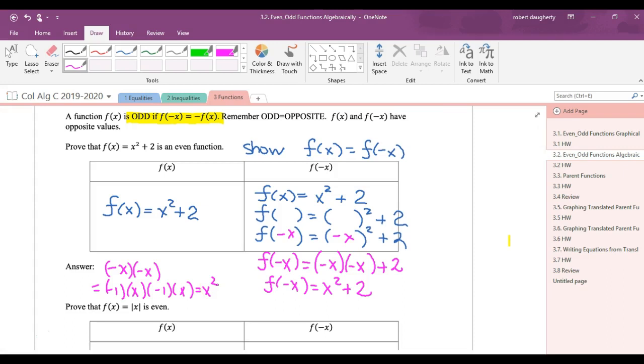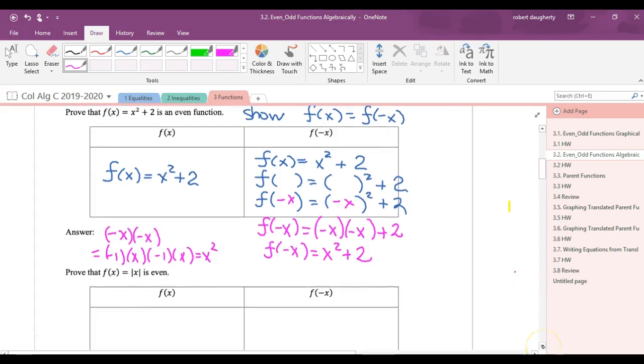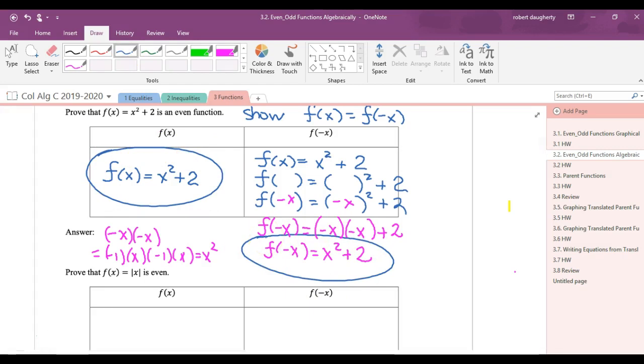So now I can tell you what kind of function this is. What happens when you compare these two values? What do I see? f of x and f of negative x are equal to each other. I've proven that f of x is x squared plus 2 and f of negative x is x squared plus 2. So if you've done all this work, don't miss that the final answer is that this function is even, because f of x equals f of negative x.